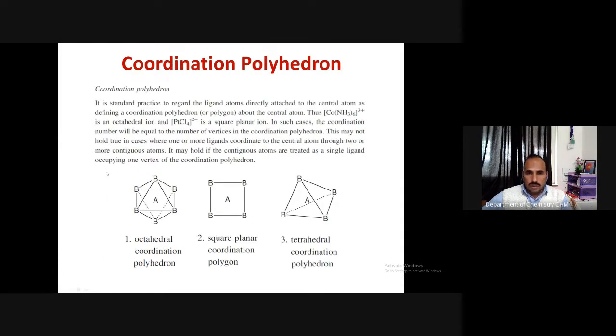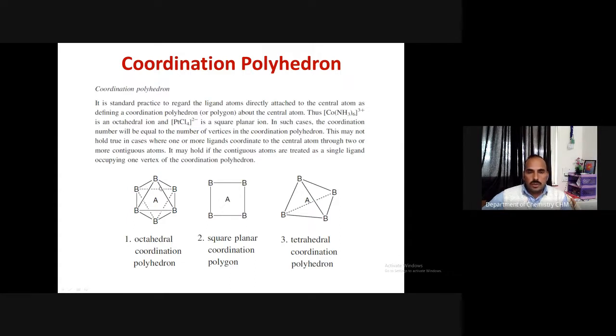Another one is coordination polyhedra. I'm very sure that you are aware of this. It is a standard practice to regard the ligand atoms directly attached to the central atom as defining a coordination polyhedron or polygon about the central atom. The cobalt hexamine is an octahedral ion, right? Why is it called octa? Octa represents 8 because there are triangular faces, 8 of them.